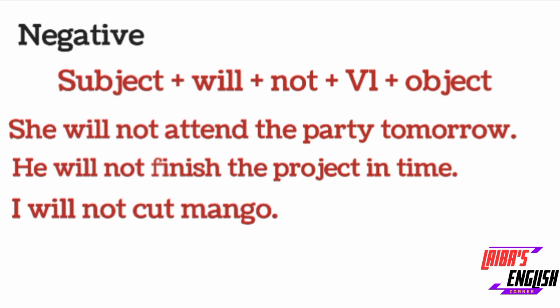So it's very easy to change something into negative. We just have to put not after the helping verb and that's all. In this simple future, the helping verb was available in the very first simple future, so it's very easy. We just have to put not and the structure remains the same.